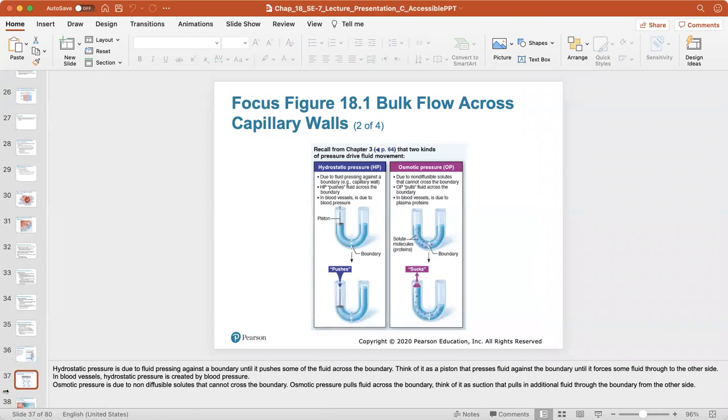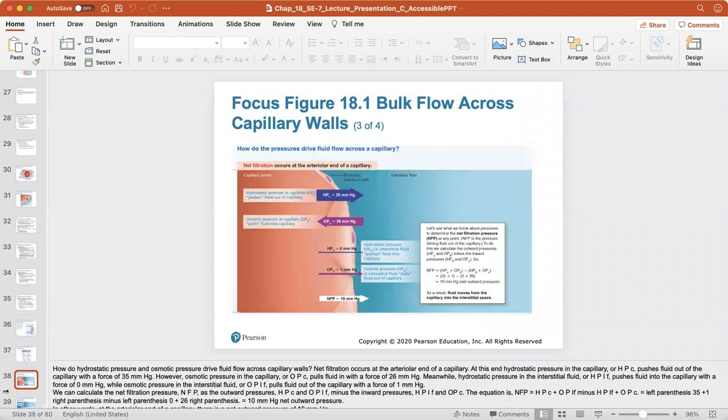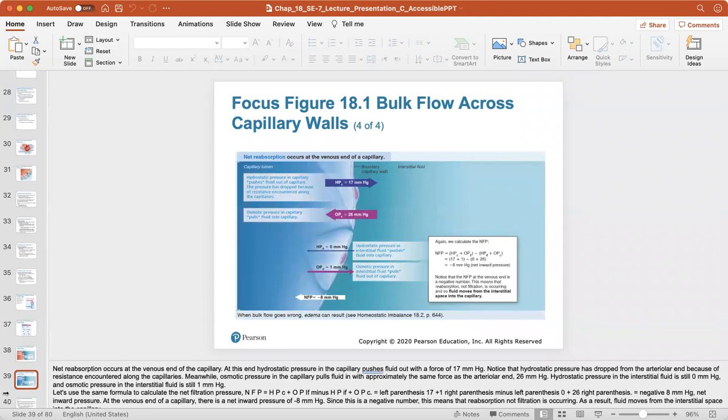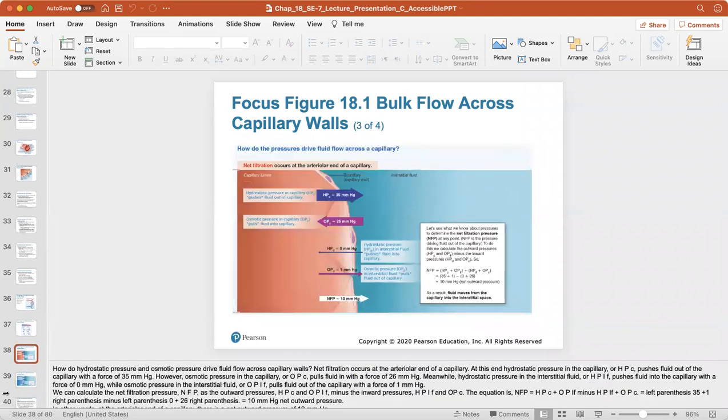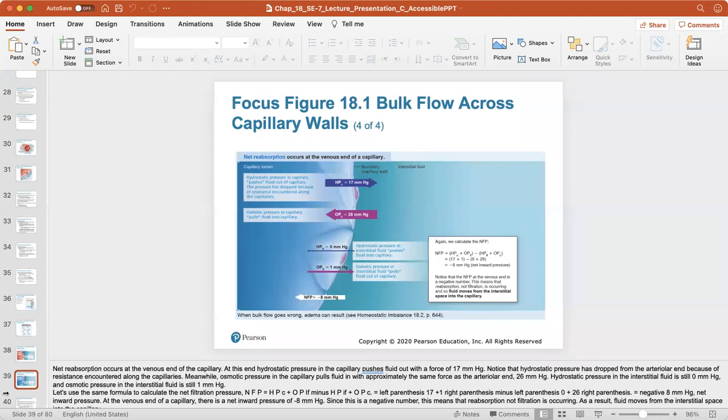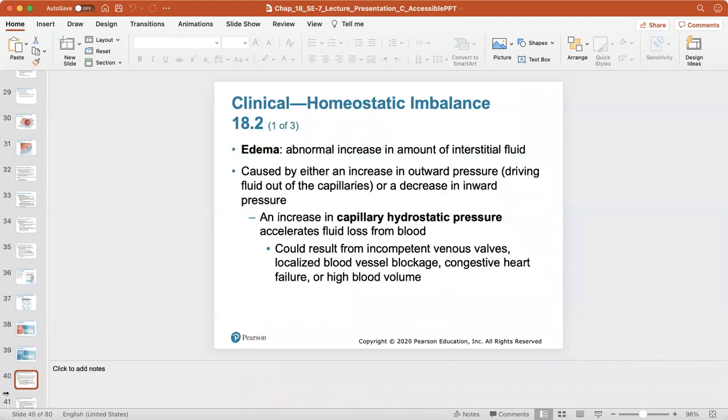This explains a little bit more the bulk flow across capillary walls. Hydrostatic pressure is the pushing pressure, and osmotic pressure is kind of the sucking pressure, if that makes sense. Here's also the bulk flow across capillary walls, showing the differences in pressure and how they're forcing things into and out of the capillary walls. Looking at the arterial end of the capillary versus the venous end of the capillary and how that changes.